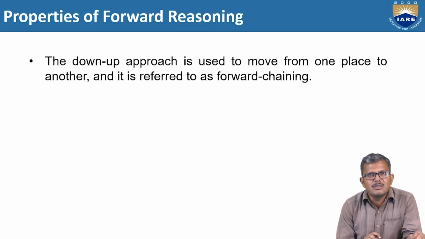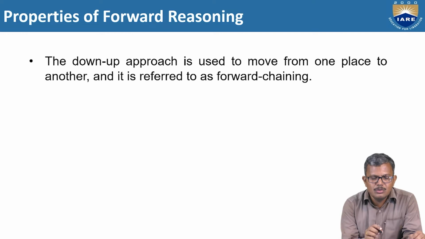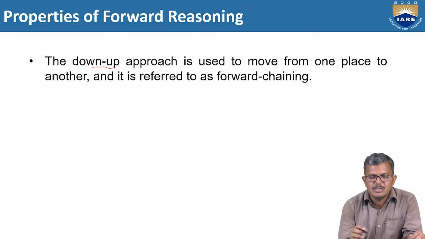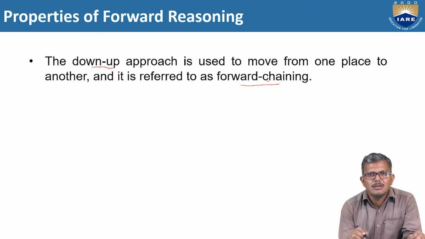Coming to the properties of forward reasoning. Forward reasoning, forward chaining, and forward search process are all the same. We say that it is a down-up approach. Why? Because we are moving by taking this forward chaining process. Forward chaining means you are moving from the initial state to the goal state. Then we can say that it is a down-up approach, or otherwise a down-top approach.